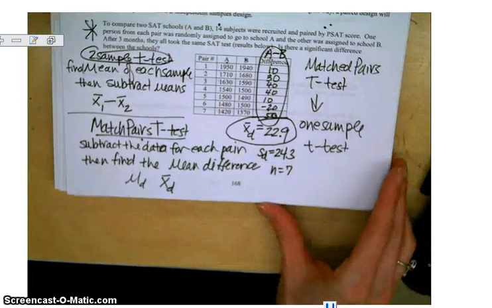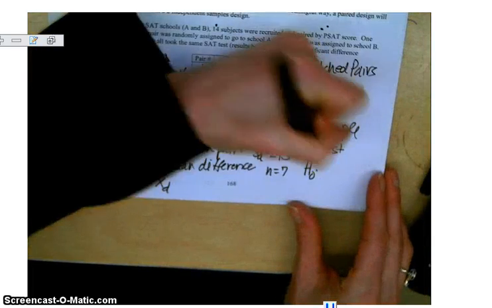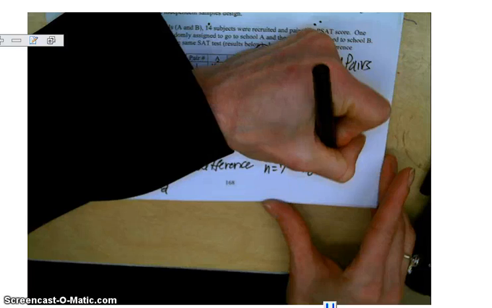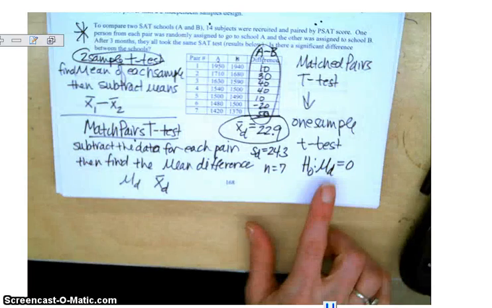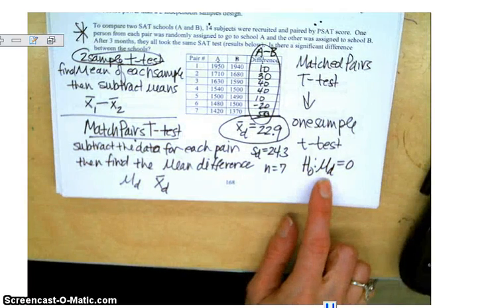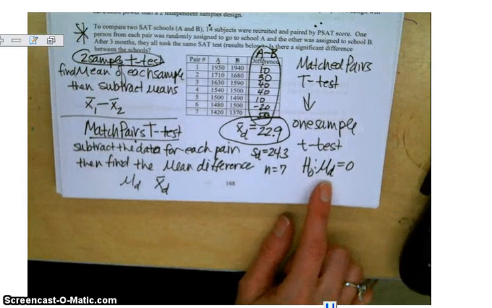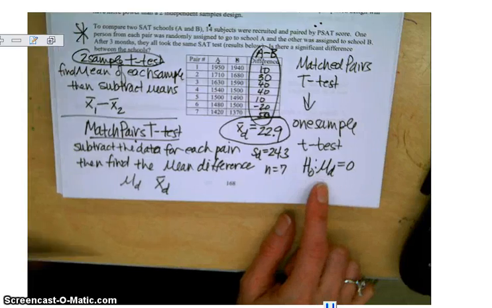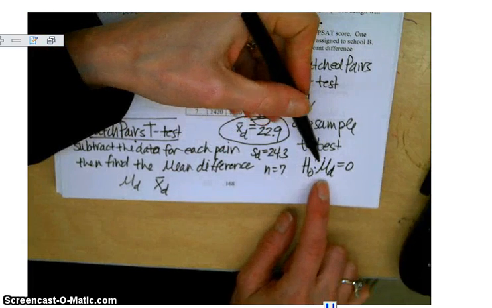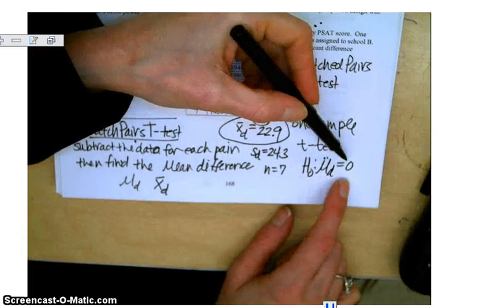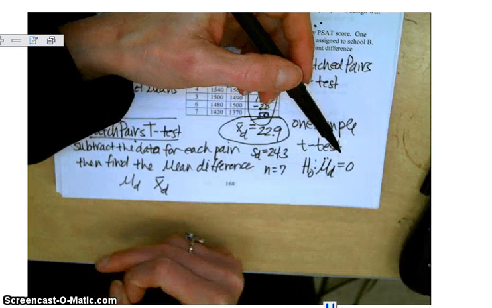What would be our null hypothesis? So the null hypothesis here would be that the mean difference is equal to 0. Even a matched pairs test is a difference of two samples, but it's not in your null. It's the mean difference, okay? The mean difference between these two schools is 0. What does that actually mean as far as?